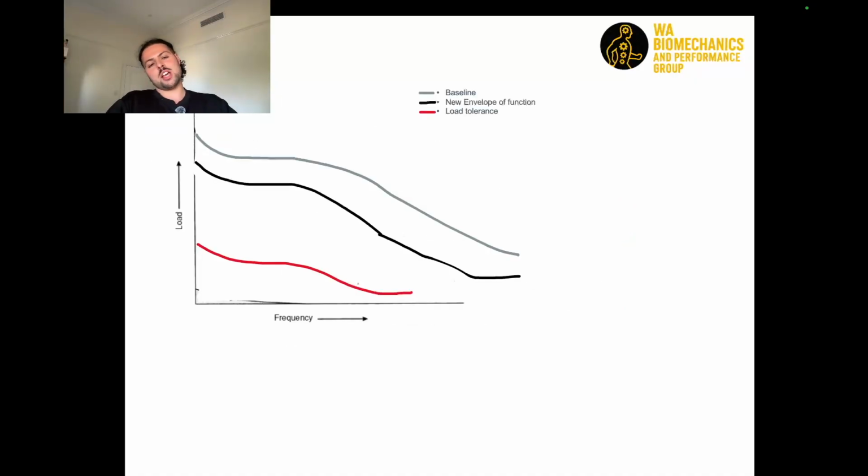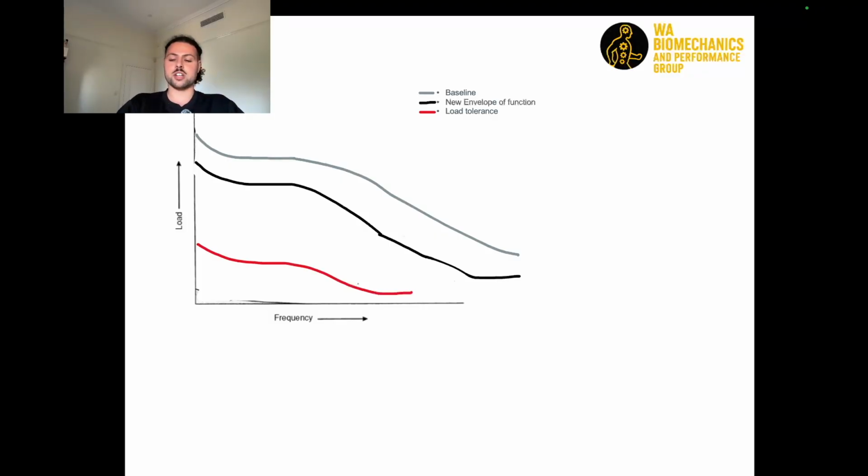So I'd like to play a little bit of a game now. I've done some really magnificent lines there, and I've drawn an envelope function, a baseline, a new envelope function, and then that person's load tolerance. And I want us to think about what presentation could walk in the door with this type of envelope function and load tolerance. So if you want to pause the video, have a go yourself, but I'm about to give it away now, what this one might represent.